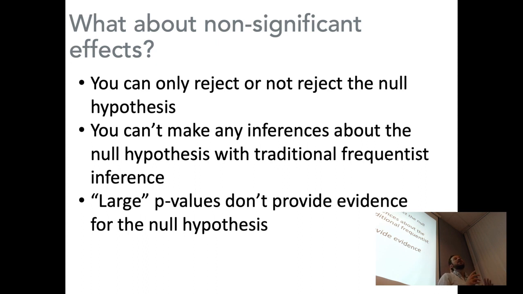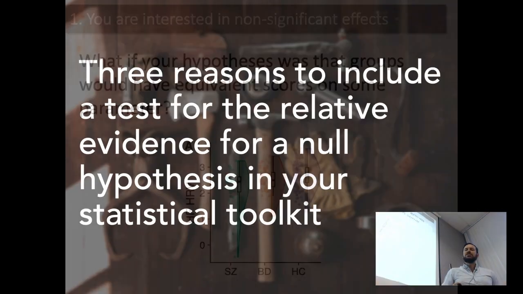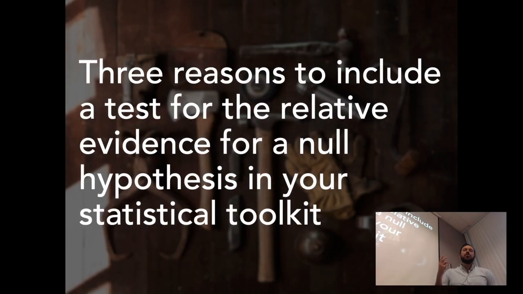But there is a way that you can actually do this. I think there are three reasons. Oh, I've skipped ahead. There are three reasons to include this sort of tool in your toolbox when it comes to figuring out, is there evidence for a null hypothesis or is there evidence for a null model? Because right now, 95% of people within biobehavioral sciences don't have this in their toolkits, which is a real shame.